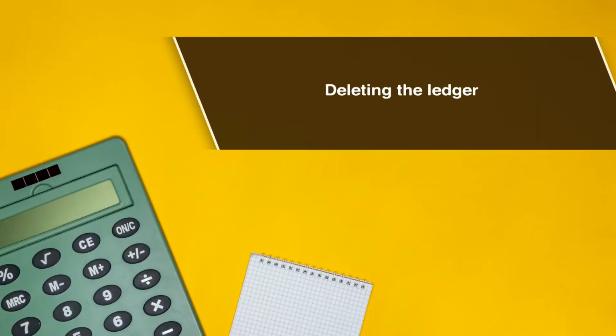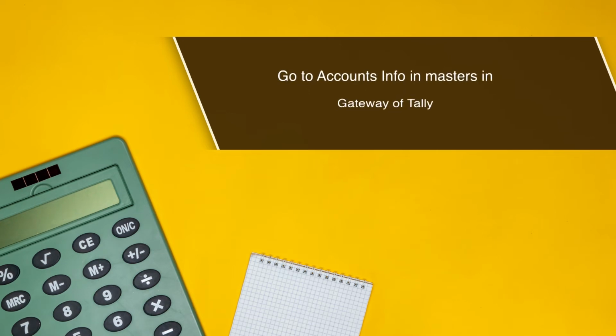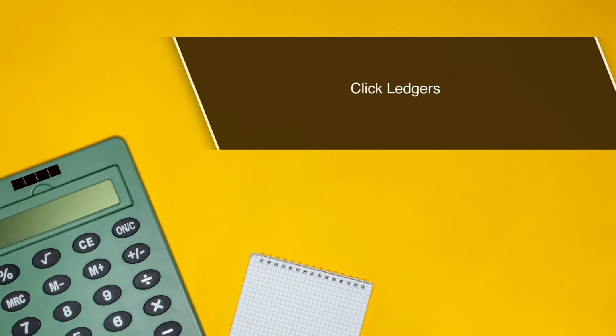Now we have altered the ledger. Once we have altered the ledger, there might be a need that you want to delete the ledger. That is, by mistake you have made the ledger whereas there was no need for such ledger. Alteration can be done, similarly deletion can be done. To delete a ledger, again you will have to go to account info in the masters in Gateway of Tally. Then you have to click the ledger.